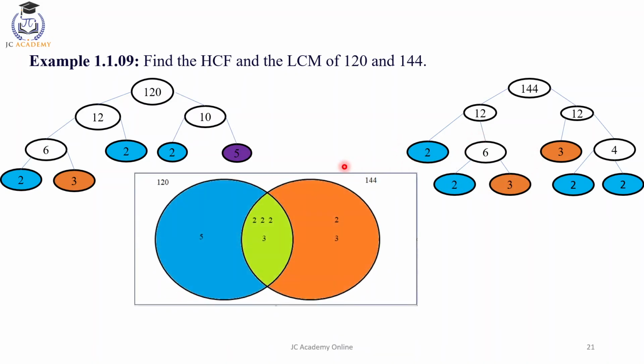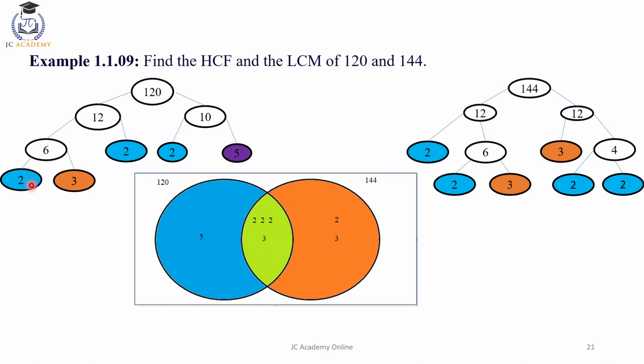Therefore, let's input this information into two circles. So we have a blue circle representing 120 and an orange circle representing 144. First of all, let's fill in everything inside this green overlapping region. Overlapping represents that it's in both of these trees. So we could cross them out if you want.